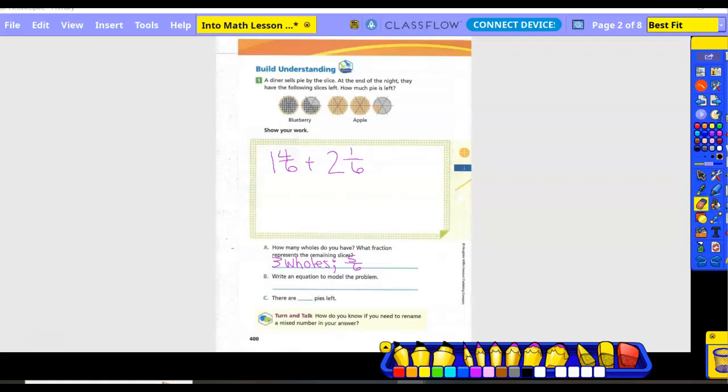So then we said that we had 3 wholes and 5/6, and then they want us to write an equation to model the problem. We already did that. So how much of the pie was left? So we said we had 3 wholes, so that would be my whole number. 5/6 would be my fraction.